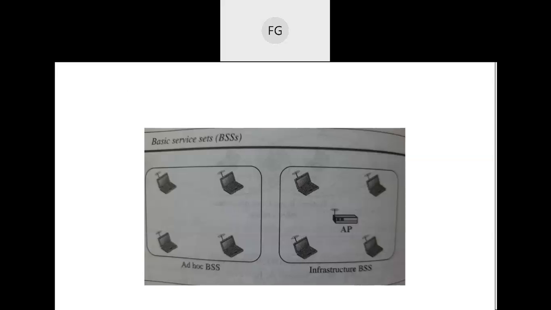One example of an ad hoc BSS or ad hoc architecture will be transferring of files from one computer to another through cable without using internet. And an example of an infrastructure basic service set would be the use of mobile phones.